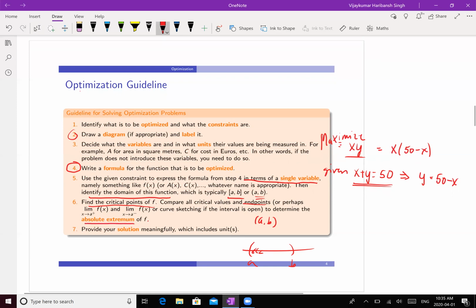And at the end of it, whenever you find the absolute extremum, you have to convert your answer back into the original problem's expression, including the units, right?